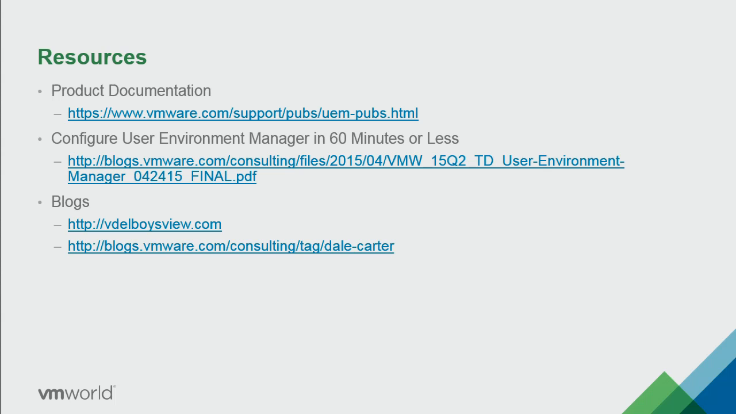So what we did, we actually wrote a white paper on how to set up User Environment Manager in 60 minutes or less. I actually wrote this and I deployed 50 desktops, the whole configuration, had everything up and running in about 53 minutes. So the white paper's out there. You can go download it, test it out in your environments, and see how quickly you can do it as well. We've also got the product documentation, and Dale is a big blogger, so he's got a couple of blogs out there as well that you can take a look at with information about User Environment Manager.